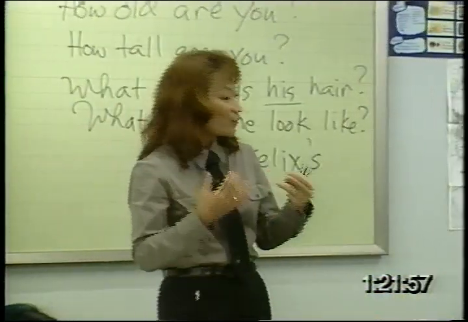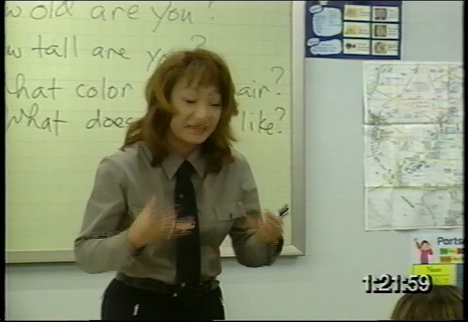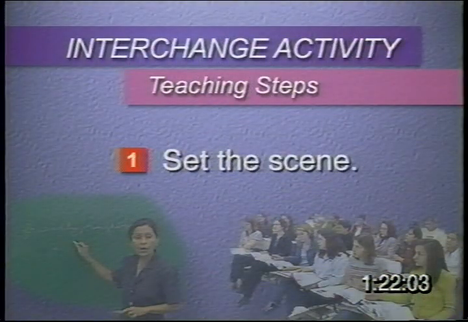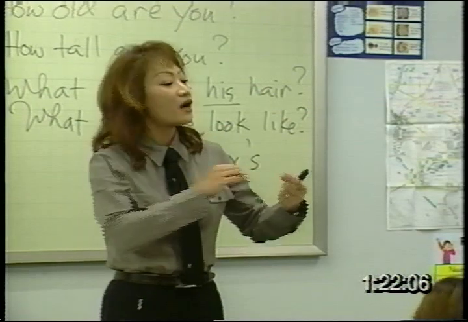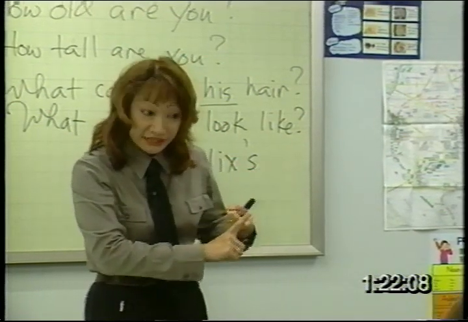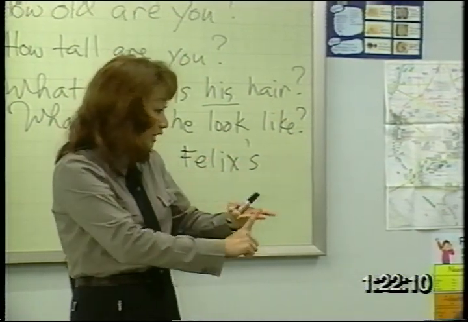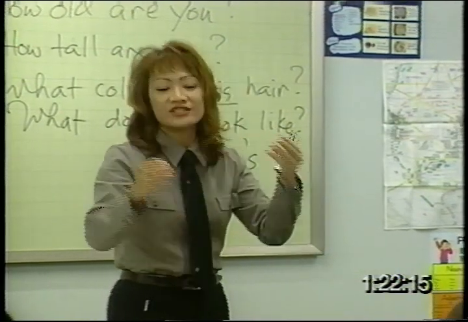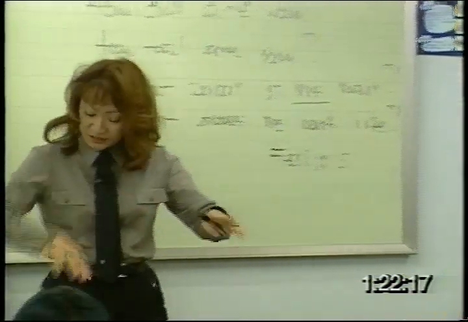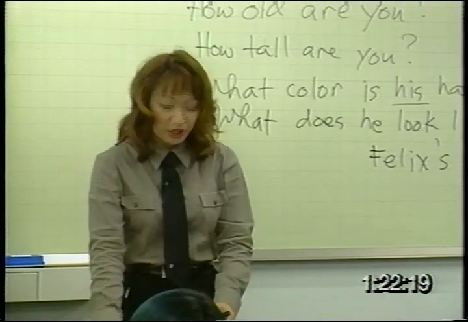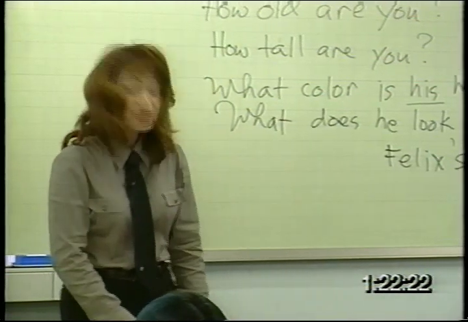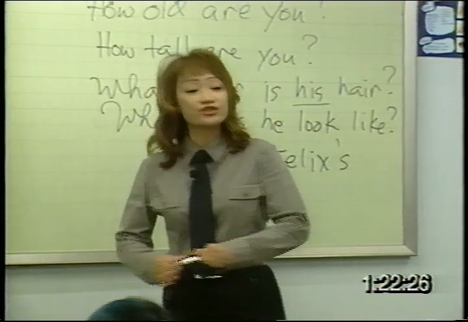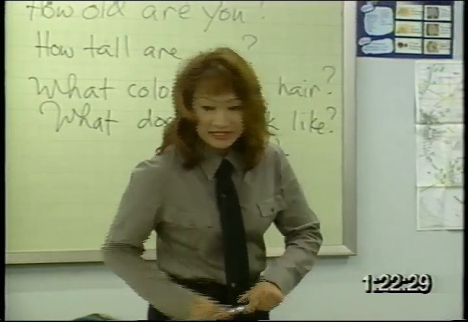This time we are going to practice more, okay? Talking about people. Teaching step 1. Set the scene. Talking about what people are wearing, what people are doing, and how people look, all right? So we will go to the next page, all right? Can you please open your books to page 56. Page 56, please. And we are going to do the interchange activity.